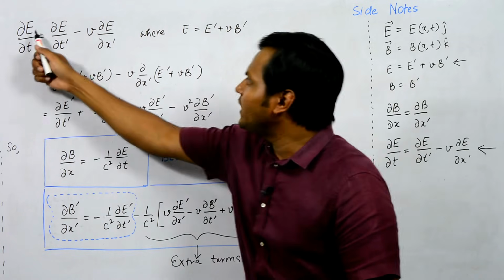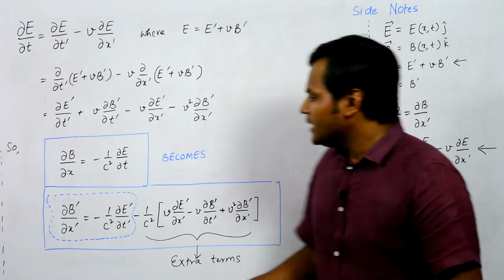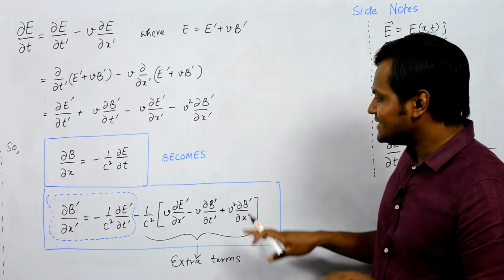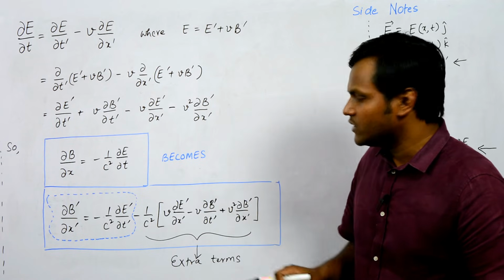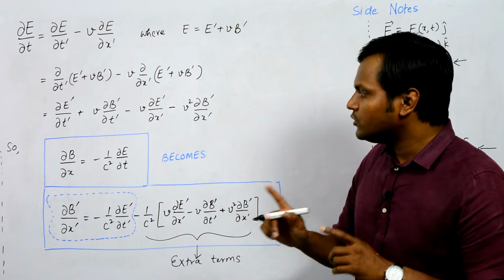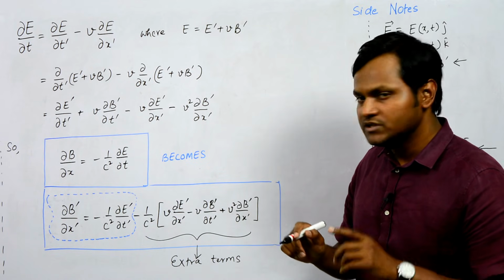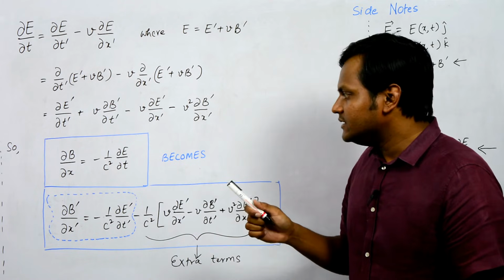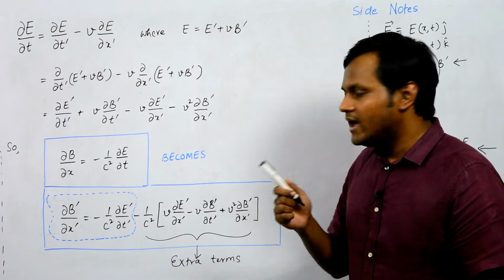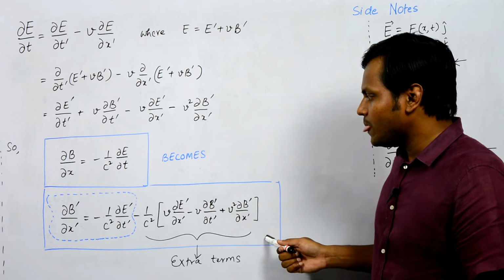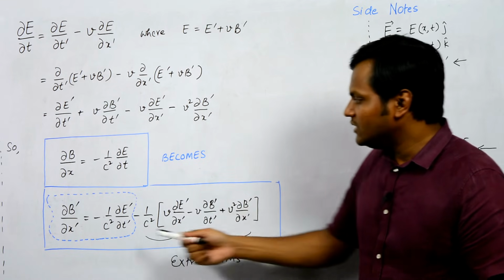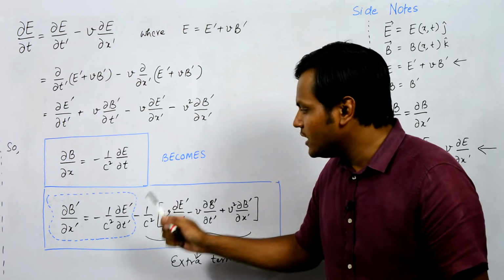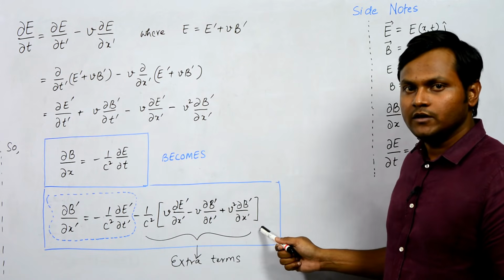And if I write del E by del T, this entire expression here, then I see that the nature of the expression is not exactly the same as this first expression. So basically, the fourth Maxwell's equation in one dimension in the S frame of reference is this, and the similar Maxwell's equation in the S dash frame of reference is this. They are not the same. I mean, del B dash by del X dash is equal to minus 1 by C square del E dash by del T dash, but there are these extra terms here.